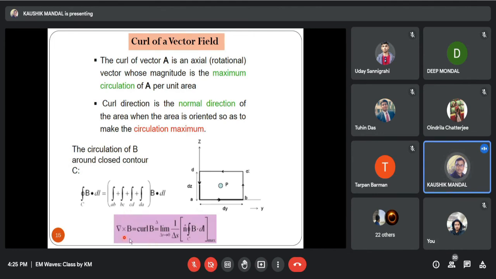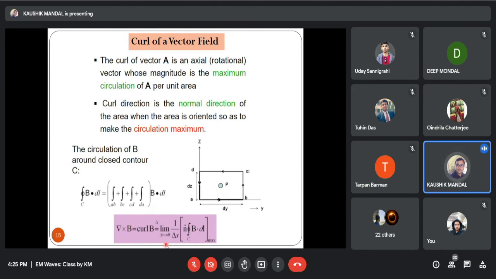That means we can represent the curl of B as equal to the limit as del S, the closed surface bounded by the contour, tends to 0, of 1 by del S times the line integral of b dot dl, and it will be maximum. And what about this n cap? N cap is the unit vector normal to this particular closed surface.